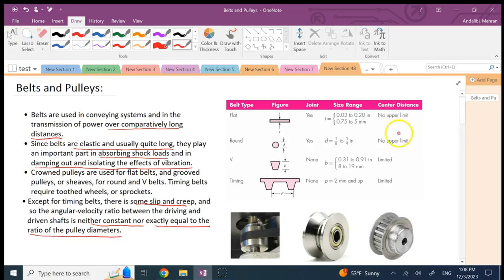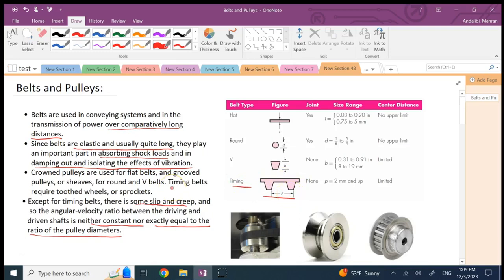Now, there are four common types of belts. We have the flat belt, which has a rectangular cross section. We have round ones, we have V ones, and then we have timing ones, which have teeth. Okay, so they look basically like a rack gear. And this last one is very common when you want motion with precision and accuracy. Timing belts are used like in the cars.